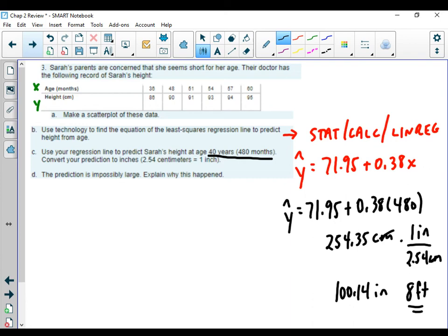Well, why is that prediction so impossibly large? Well, the reason is, if we think about that 480, that's way outside of our data range. The highest value we had for age was 60. So remember, we want to stay within our data range here, because if I don't, I'm going to be looking at a result that doesn't really even make any sense. So that was outside of our data range, and that's why I ended up with something that didn't make sense.